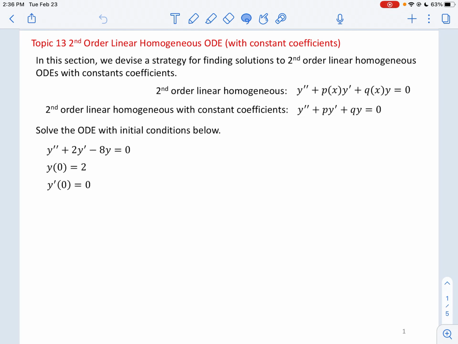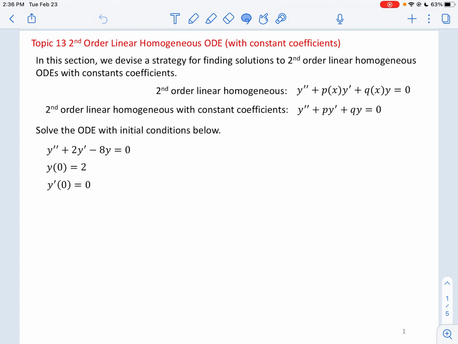Now specifically, we're going to talk about a strategy for solving such differential equations, but where the coefficients are constants. They are not functions of x. So I've changed the p of x to a simple p and the q of x to a simple q to indicate that they are now constants.